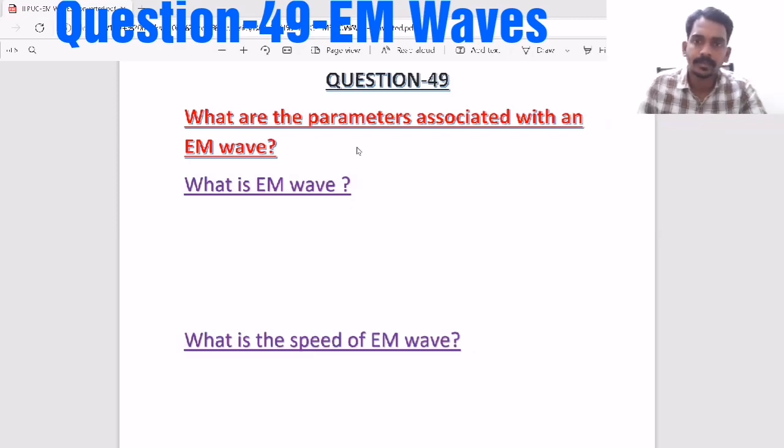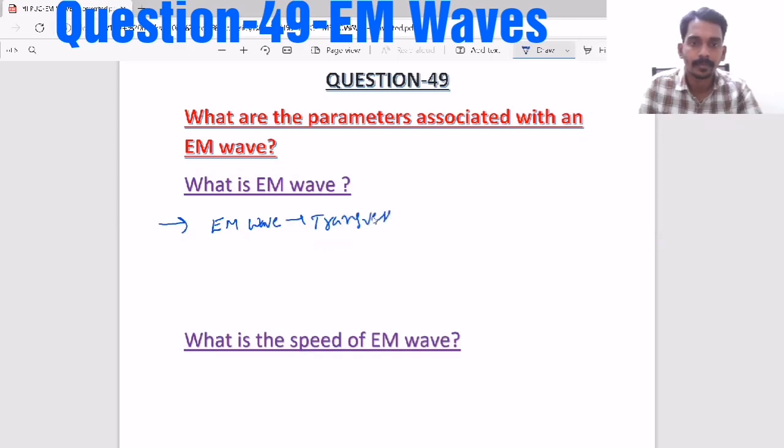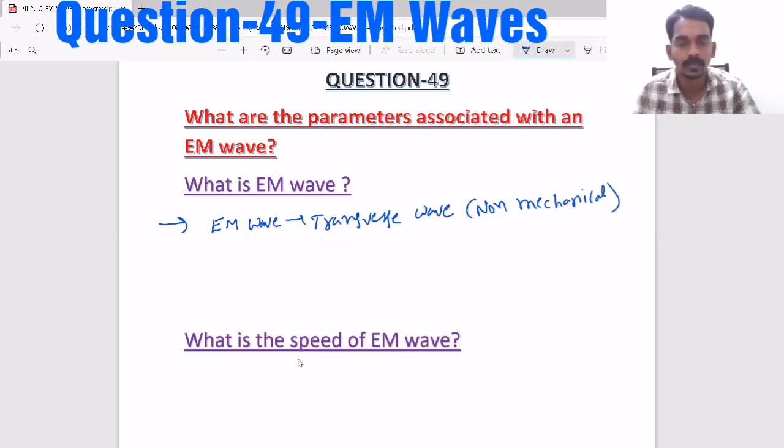Now today we are going to study question number 45 related to electromagnetic waves. So the very first thing we have to understand is what is an electromagnetic wave. See here, an electromagnetic wave is nothing but one transverse wave, and it is a non-mechanical wave, which means it does not require a medium.